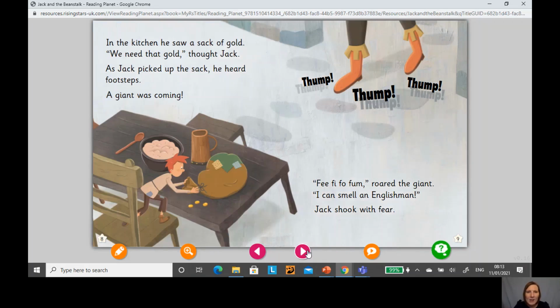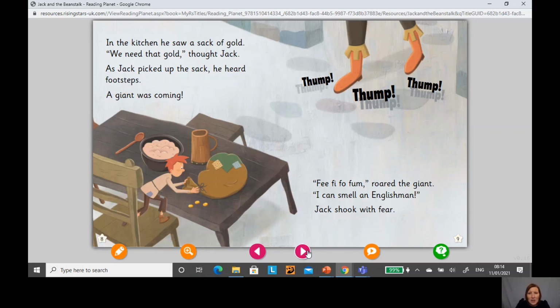In the kitchen, he saw a sack of gold. "We need that gold," thought Jack. As Jack picked up the sack, he heard footsteps. A giant was coming. "Fee, fi, fo, fum," roared the giant. "I can smell an Englishman."